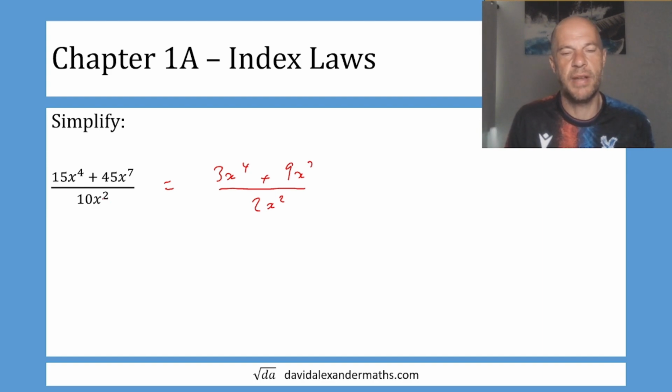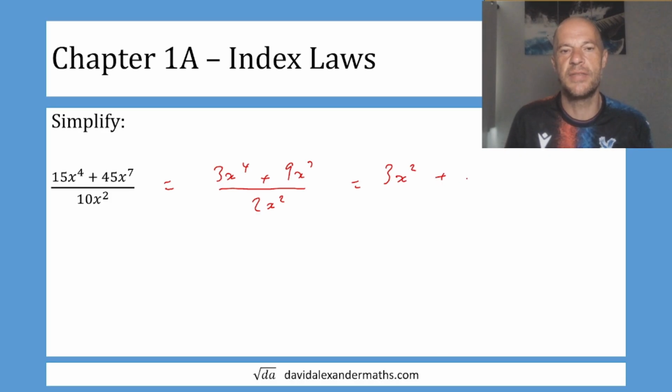So we've tidied up the numbers. Now we need to tidy up the powers of x. Now what is the lowest power of x? It is x squared. So what we can do is divide throughout by an x squared. So 3x to the 4 divided by x squared will become 3x to the power of 4 take away 2, so 3x squared.